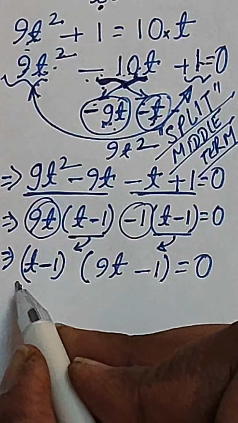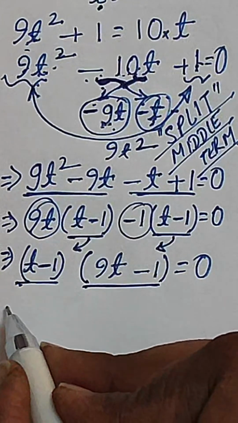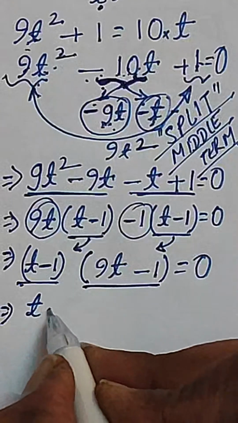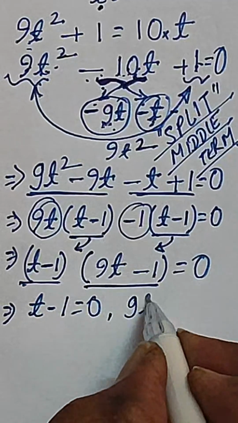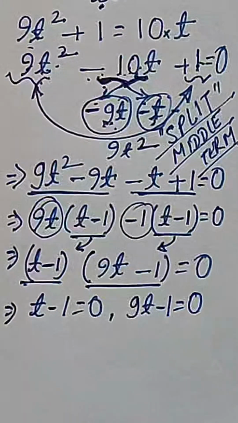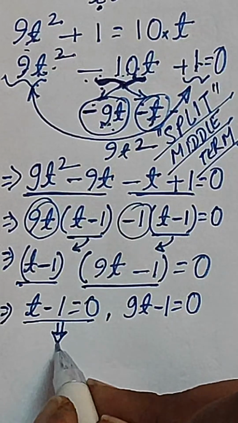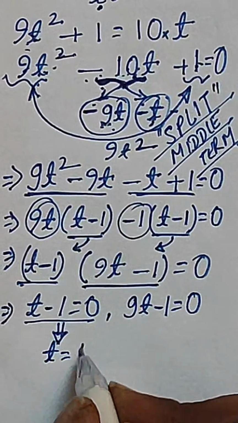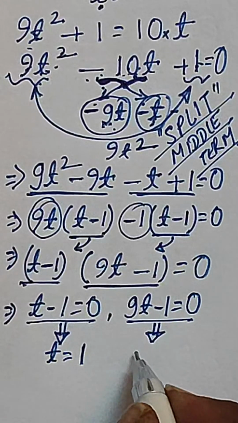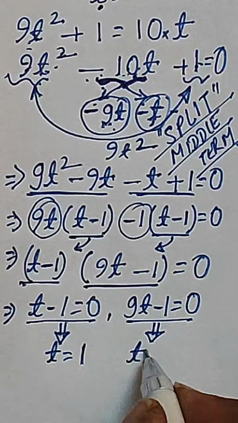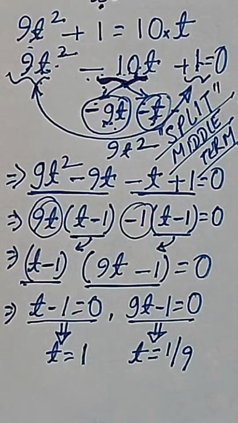Now equate t minus 1 equal to 0 and 9t minus 1 equal to 0. The first one will give you the value of t as equal to 1, and the second will give you 9t is equal to 1, or t equal to 1 by 9. I just skipped one step, right?